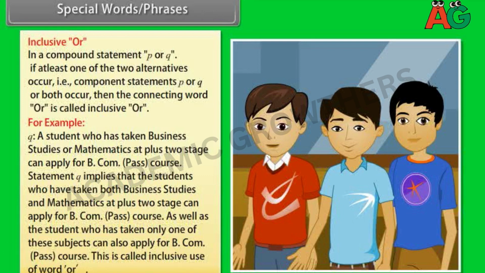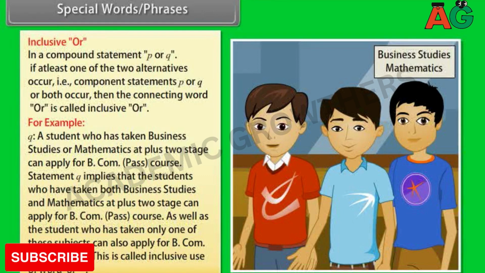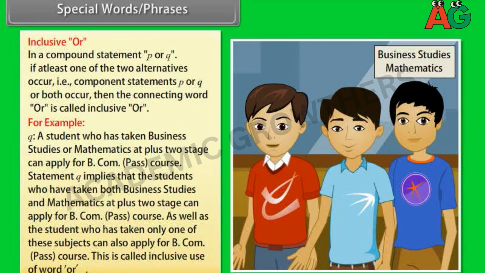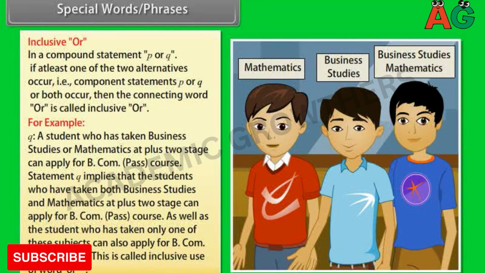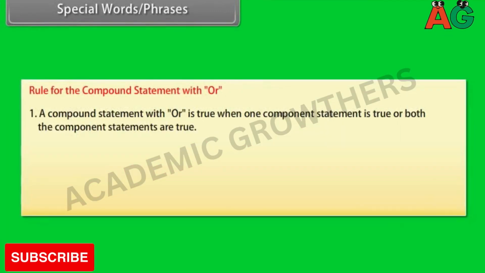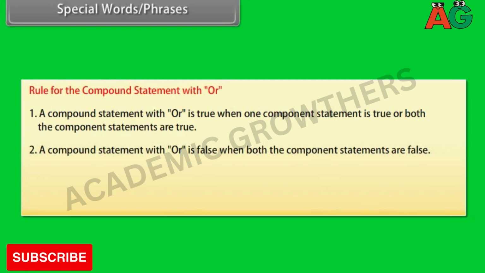Statement Q implies that the students who have taken both business studies and mathematics at +2 stage can apply for BCom pass course, as well as students who have taken only one of these subjects. This is called inclusive use of the word "or". 1. A compound statement with "or" is true when one component statement is true or both the component statements are true. 2. A compound statement with "or" is false when both the component statements are false.